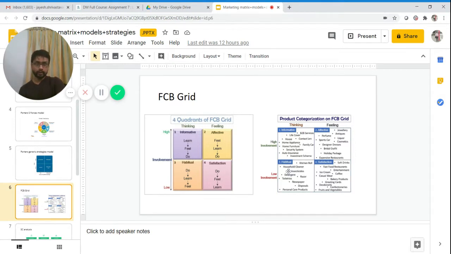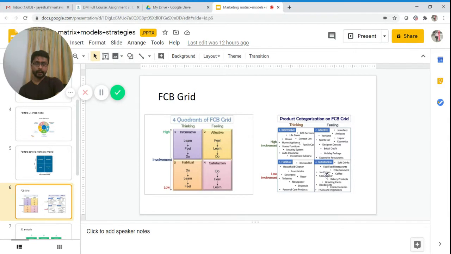Next, coming to the habitual category, these are the basic tools and devices we use in our everyday life, like kitchen stuff, personal care products, disposable items. So these are the routine items. They are low involvement buying products, but they involve thinking.